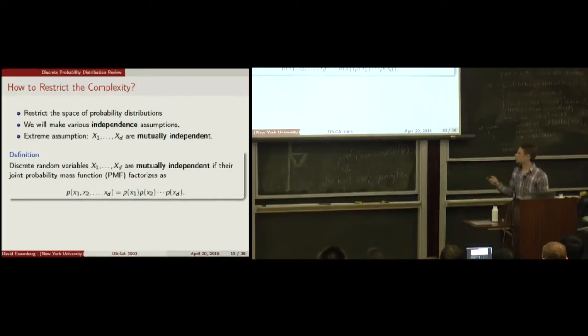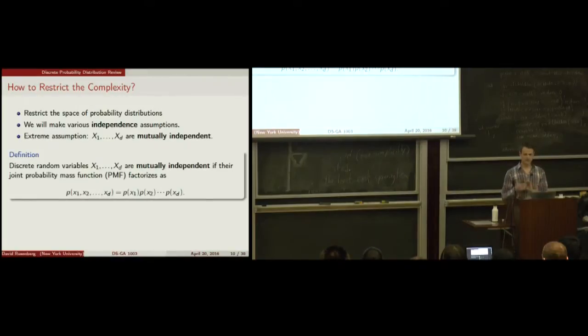You take the joint probability distribution function, or density if this were continuous, but we're in the discrete case, so these are probability mass functions. You take any possible setting of your d variables, and you compute their joint probability, and that should equal the product of the marginal probabilities of each of the individual variables. Right? Very familiar definition.